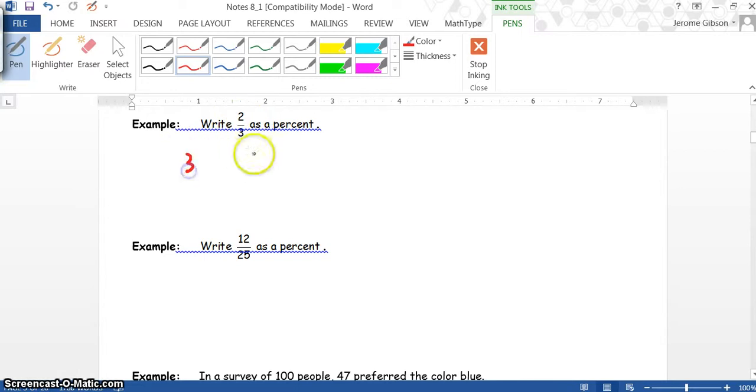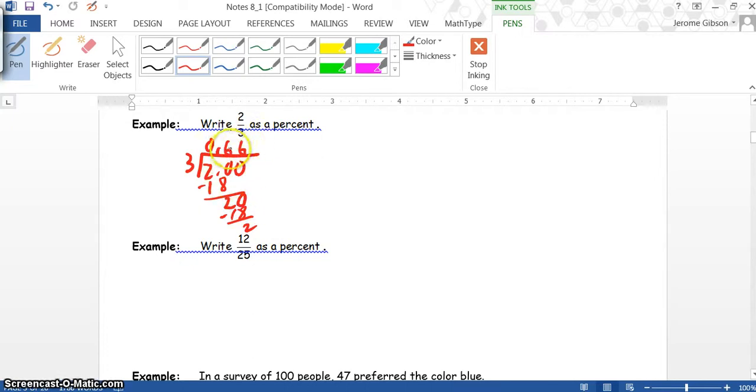We would take 3 into 2.00. 3 goes into 2 0 times. 3 goes into 20 6 times. 6 times 3 is 18. Bring down our 0. 3 goes into 20 6 times. 6 times 3 is 18. We have a 2. If you notice, we're going to have a repeating decimal here.